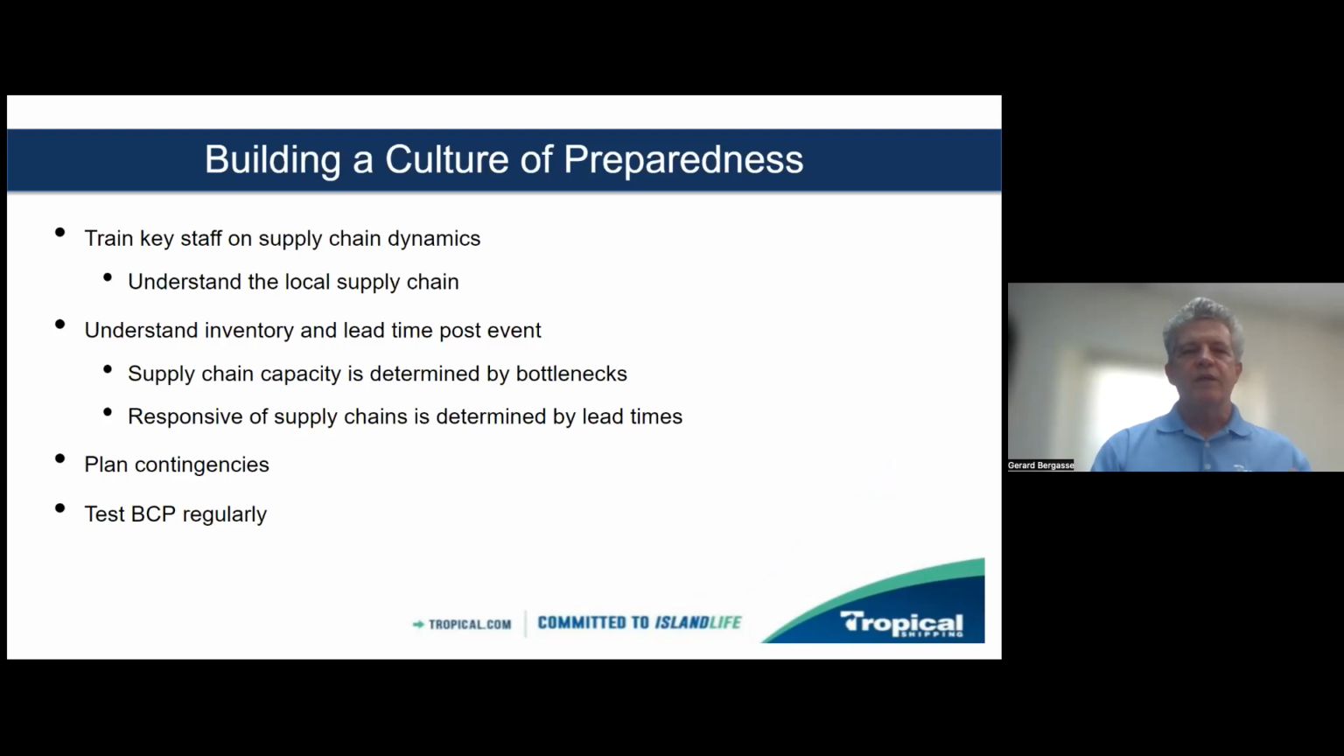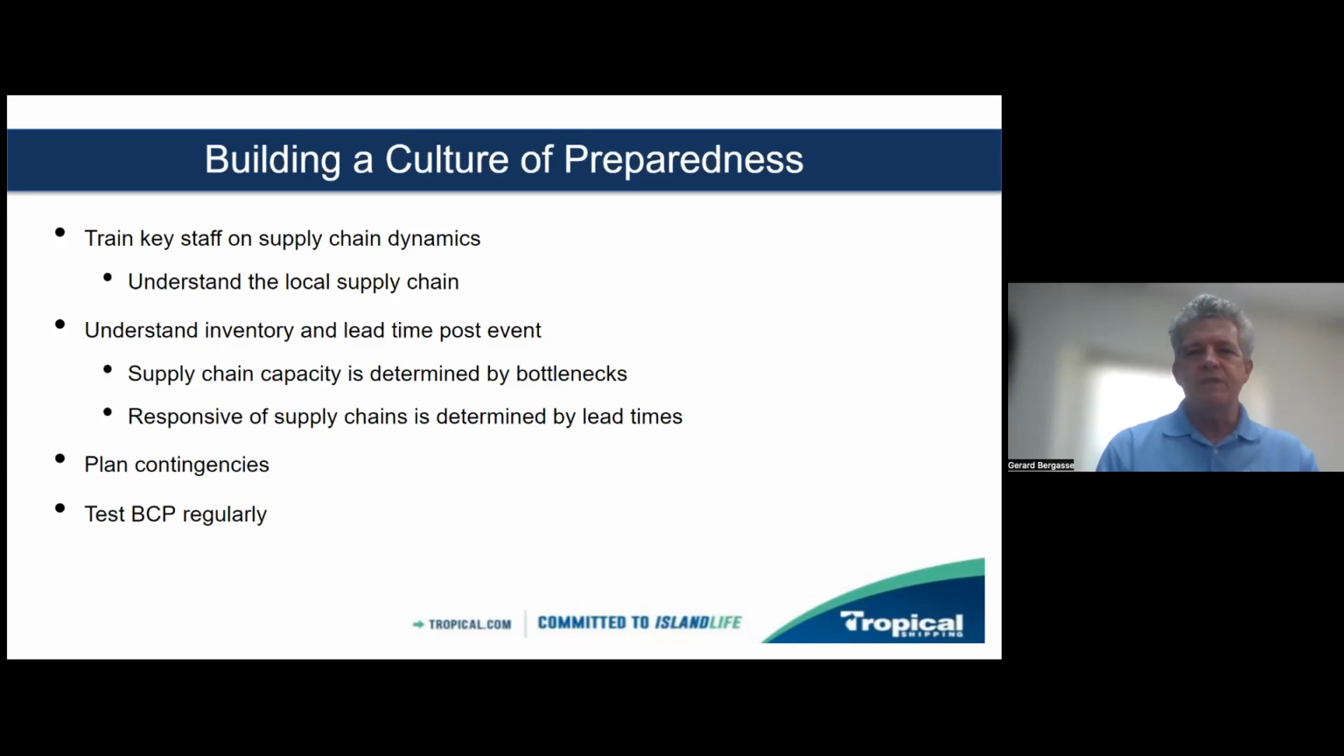So a key thing here in building that culture of preparedness is to train. It is really important for businesses to truly understand how supply and demand drive the flows of critical goods and services into their country, into their area, and how a particular event can affect those flows. Any interdependencies between the different parts of the supply chain are also very important to understand.